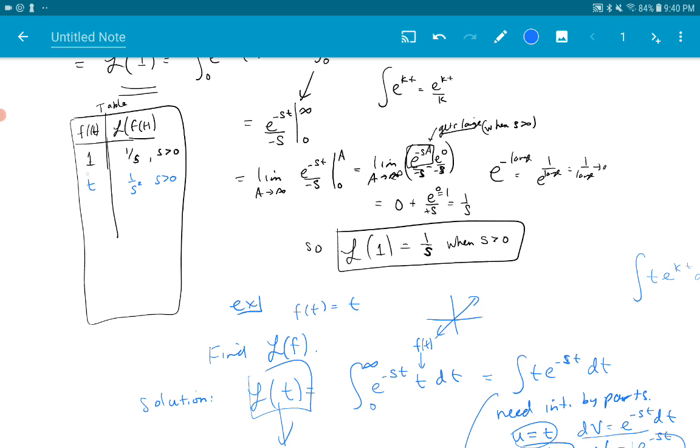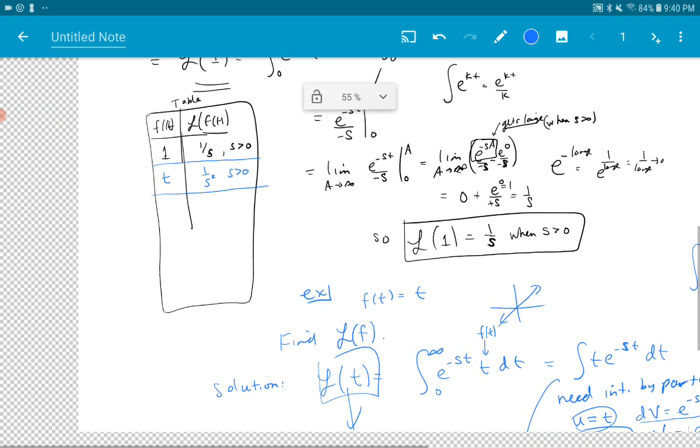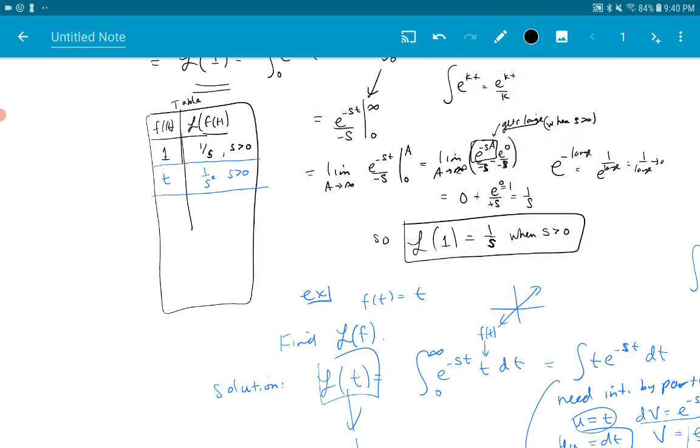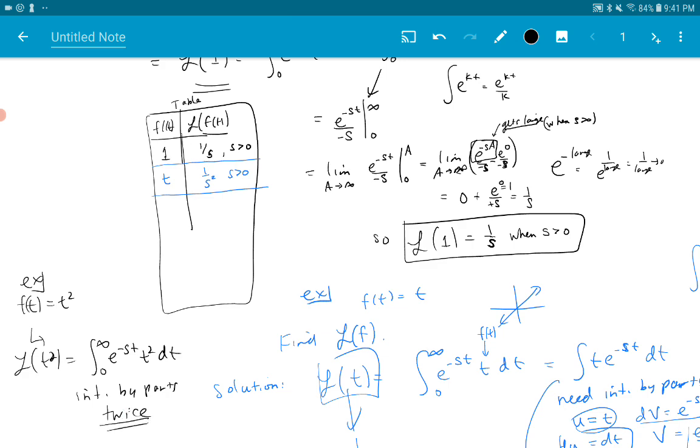All right, so there's a lot of different functions we could try next. Why don't we try t squared? I'll scroll over here. I won't show you all the details for t squared because it's very similar to the last one. So f of t equals t squared. The Laplace transform of t squared would be the integral from 0 to infinity of e to the negative st times t squared dt. It turns out you'd have to do integration by parts, just like we did, twice. You probably don't want to watch me do that.